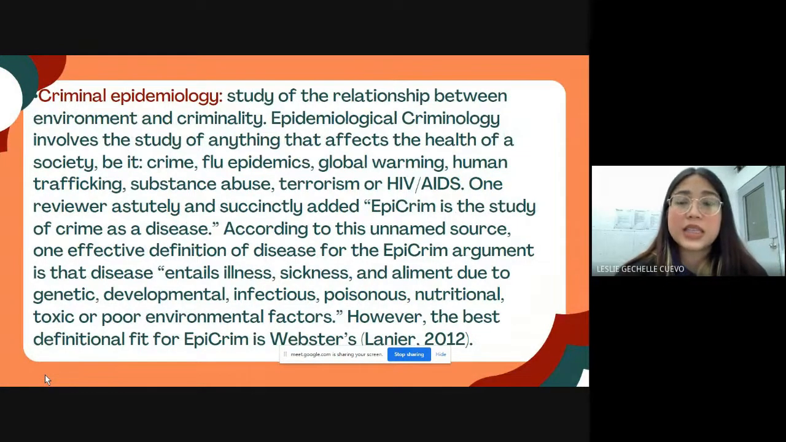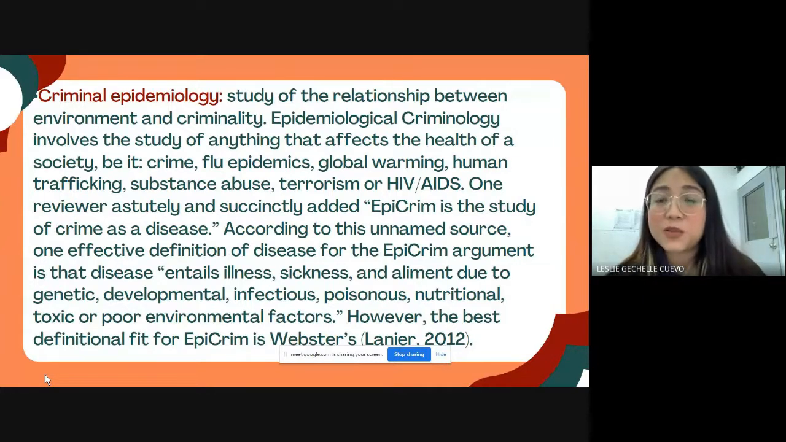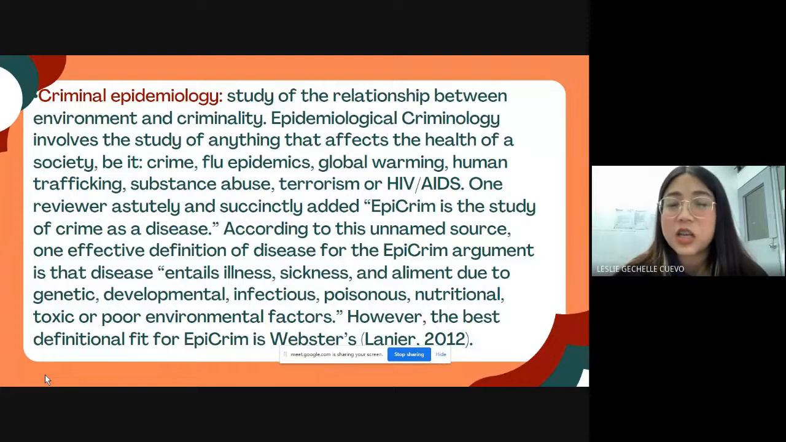Okay. Next is criminal epidemiology. Study of the relationship between environment and criminality. Epidemiological criminology involves the study of anything that affects the health of a society, be it crime, flu epidemics, global warming, human trafficking, substance abuse, terrorism, or HIV/AIDS. One reviewer astutely and succinctly added, "Epicrim is the study of crime as a disease."